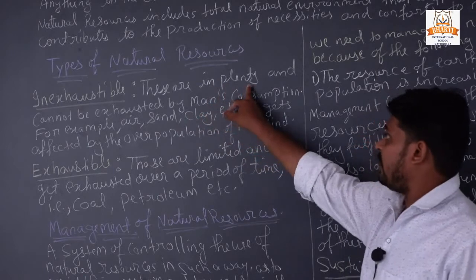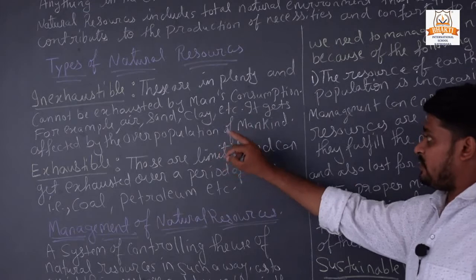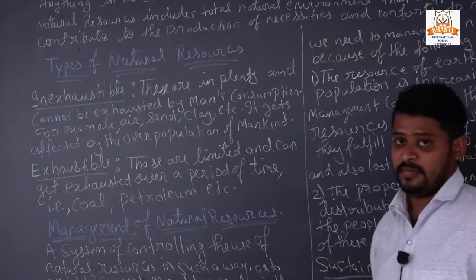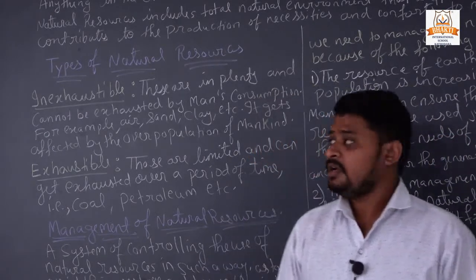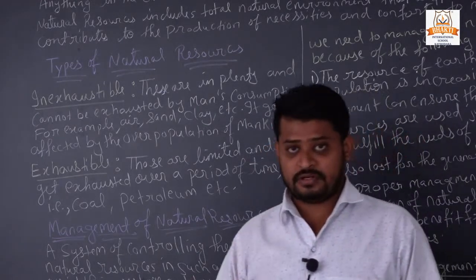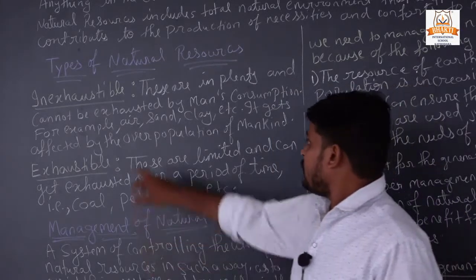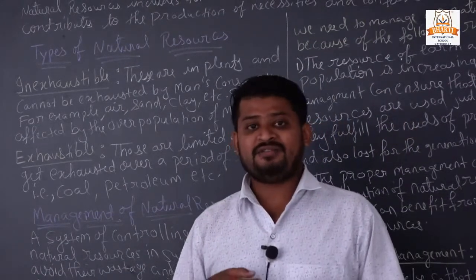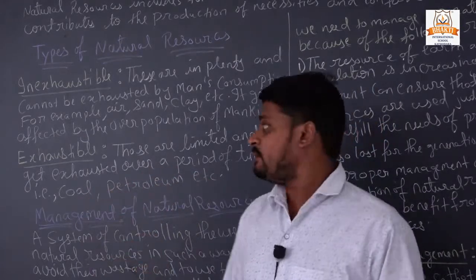Inexhaustible resources are in plenty and cannot be exhausted by man's consumption, for example air, sound, clay, etc. But they get affected by the over pollution caused by mankind. It means these resources are in plenty and can never be finished, so they last long. They are used by humans, but we are using them carelessly.